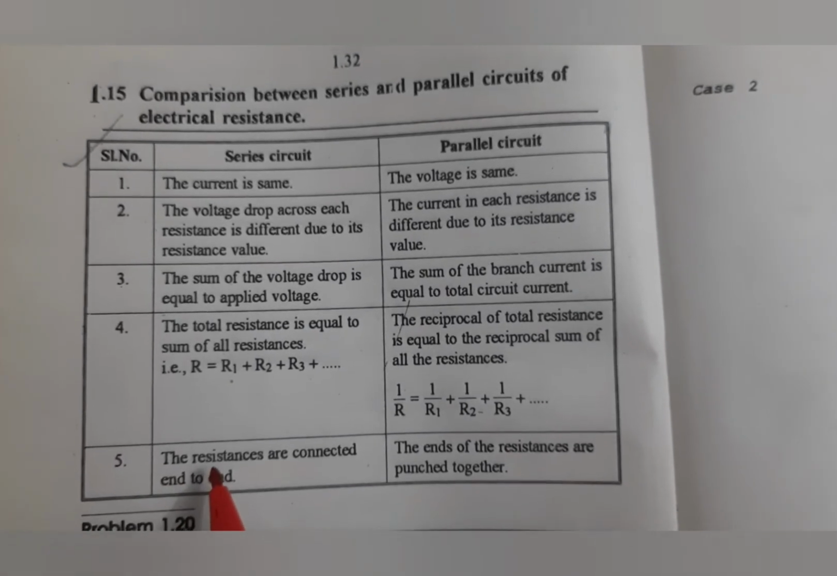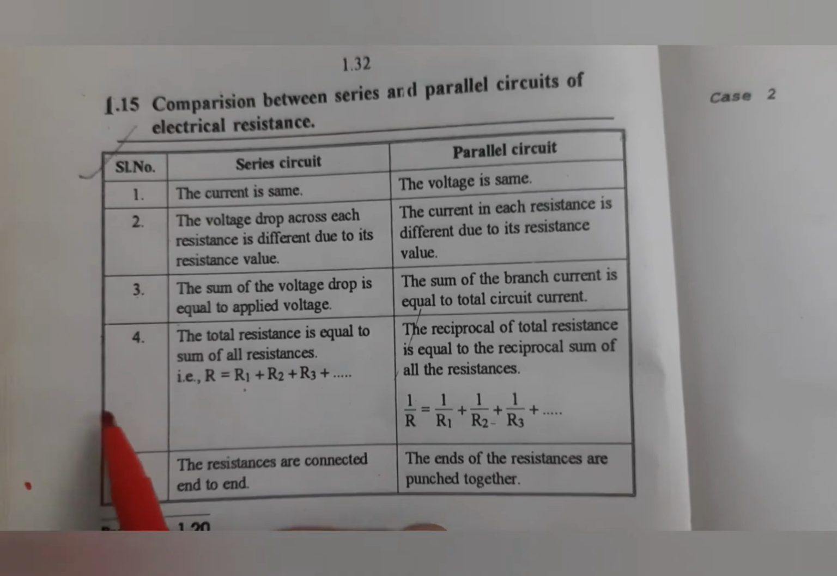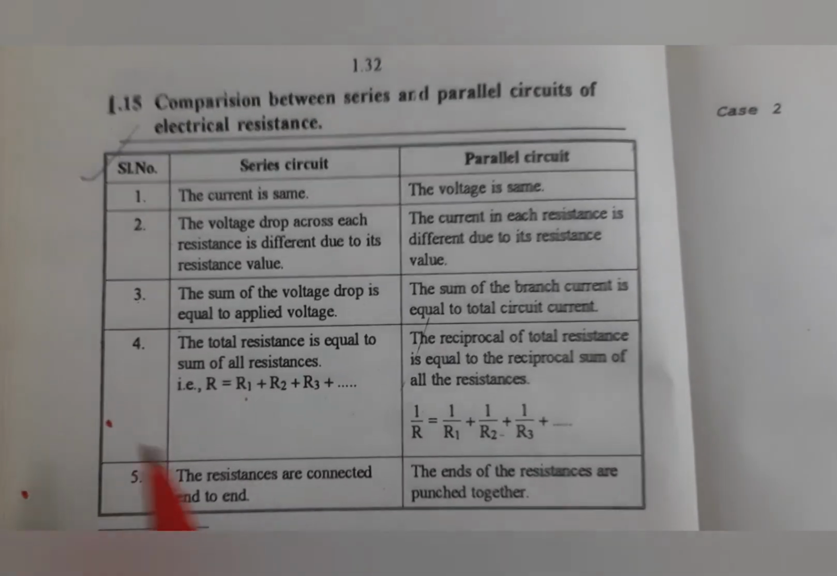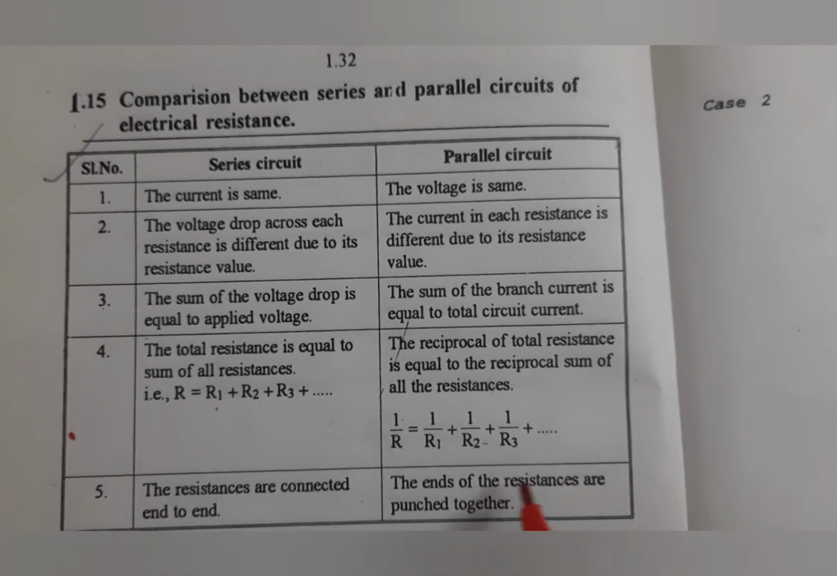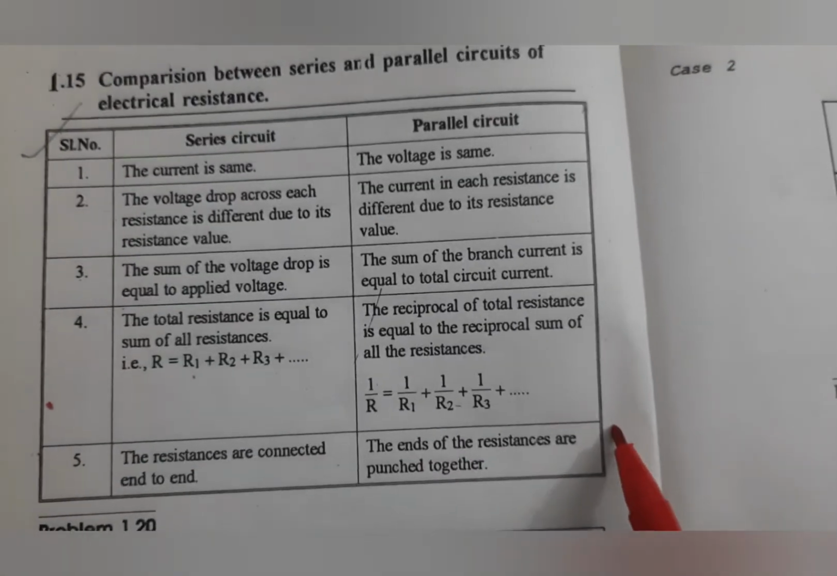And the final one: in series, the resistances are connected end to end. That means one end to one end is connected in series. But in parallel connection, one end of all the resistances are joined together, and the other ends are also joined together.